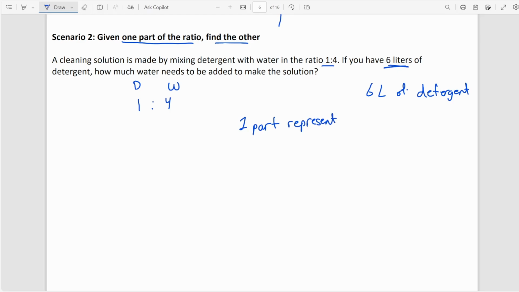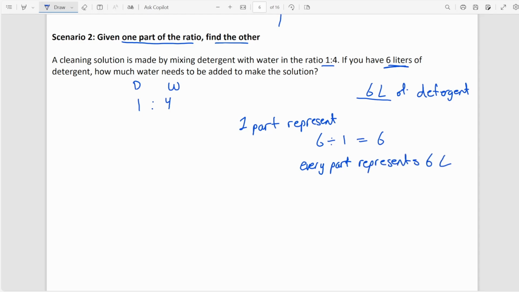Now the ratio is 1 to 4. And we have 6 liters of detergent. Now, which part is the detergent? Well, it's D right here. It's 1. So in order to know how much the detergent represents as a part, you divide the total detergent by the parts of the detergent. So in this case, it will actually just be 6 divided by 1, which is just 6. So basically what this says is that every part represents 6 liters.